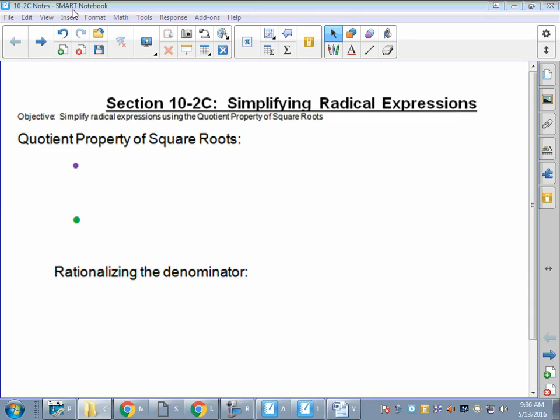So this is the last day we're going to spend on section 10.2, simplifying radicals. And today we're going to talk about those pesky fractions. So quotient property of square roots, notice, is the first thing I've got listed here. In the last two sections I mentioned that we never keep radicals in the denominator, we never have a fraction with a radical, all that stuff. So we're going to finally deal with those. Our objective today is to talk about simplifying radical expressions using the quotient property of square roots.